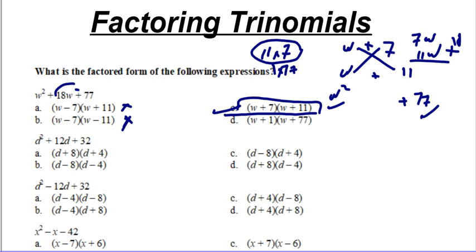But in this case, it will be 78 because W plus 77W equals 78W. So D is also not correct. So the correct answer is C.